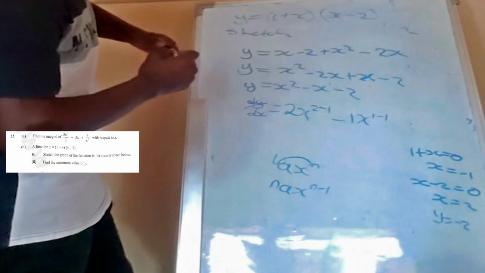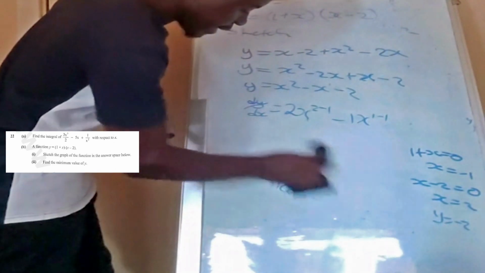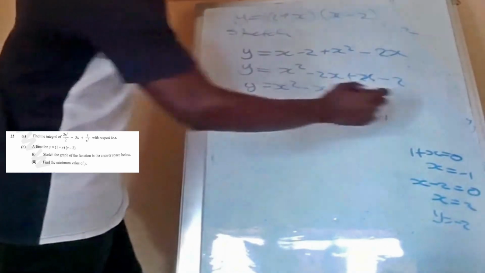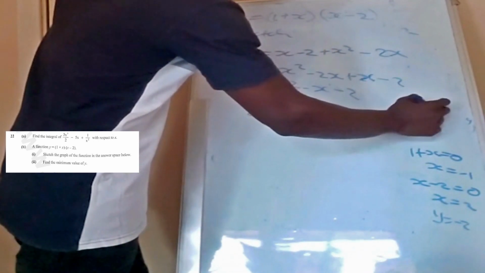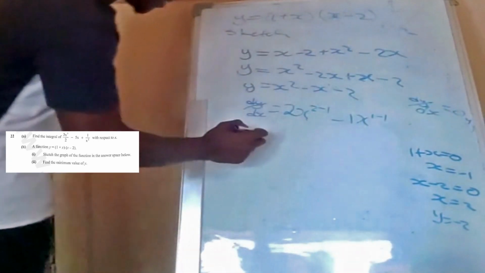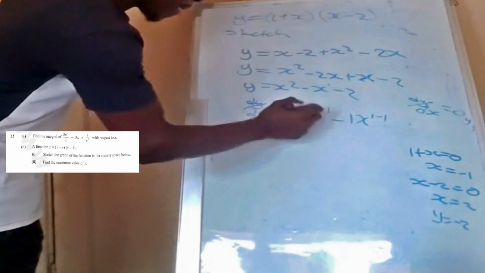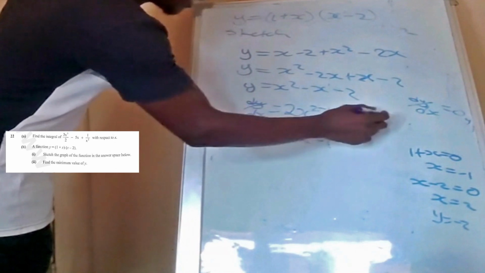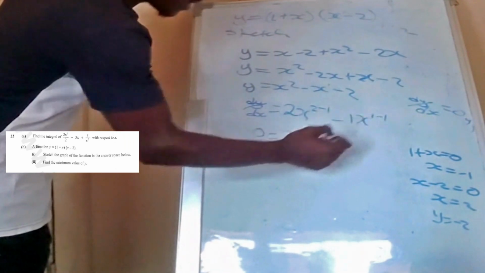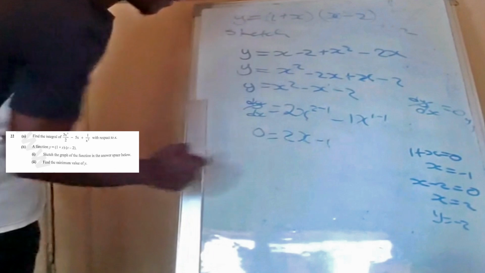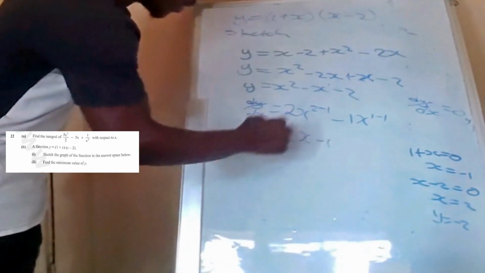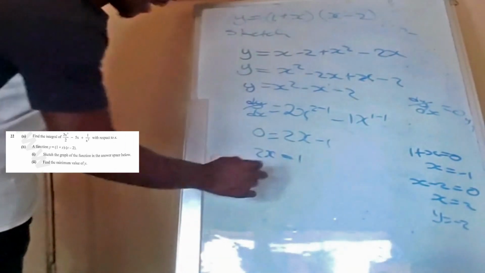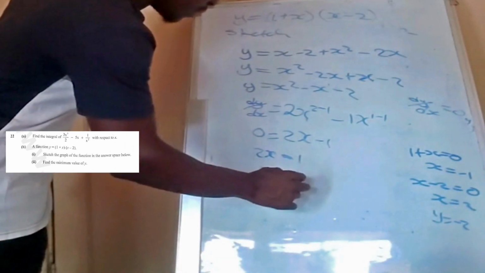So we can simplify this further, and we've been told it's a minimum, so the gradient is equal to 0. So dy over dx equals 0. You can replace this with 0. 0 equals 2x, 2 minus 1 is 1, x to the power 0 is 1, so you have 2x minus 1. So this 1 can come to the other side, you get 2x equals 1. x equals 1 over 2.